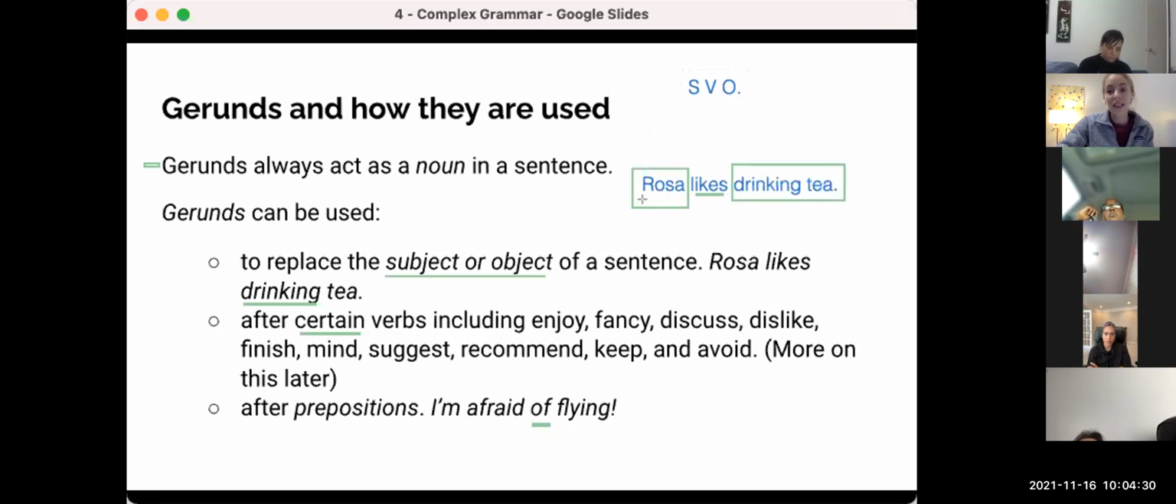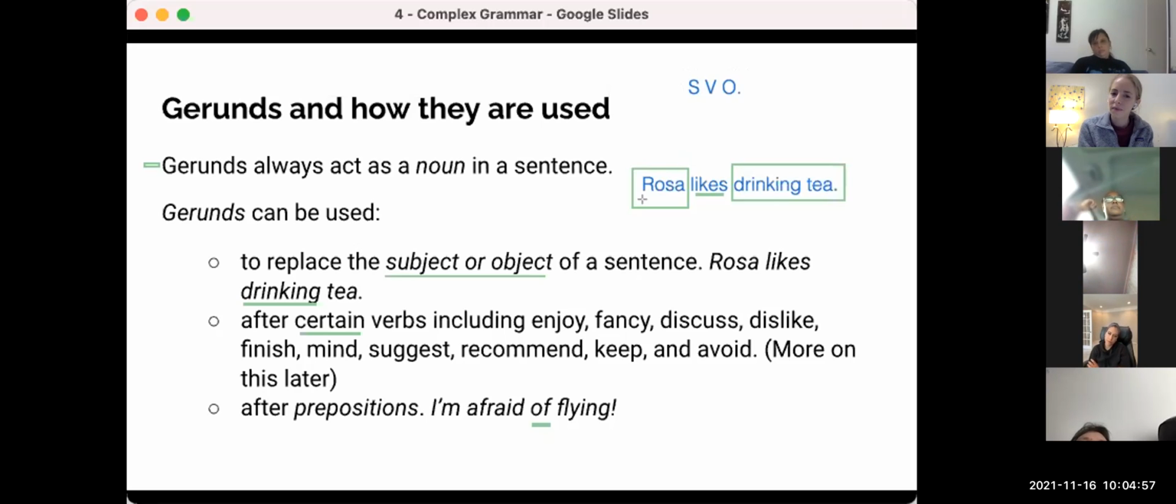So the subject is the person who does the action of the verb. It typically comes at the beginning of the sentence. There are some exceptions, but it comes at the beginning. Does that answer your question? Yes, I am confused actually now. How is drinking a gerund?